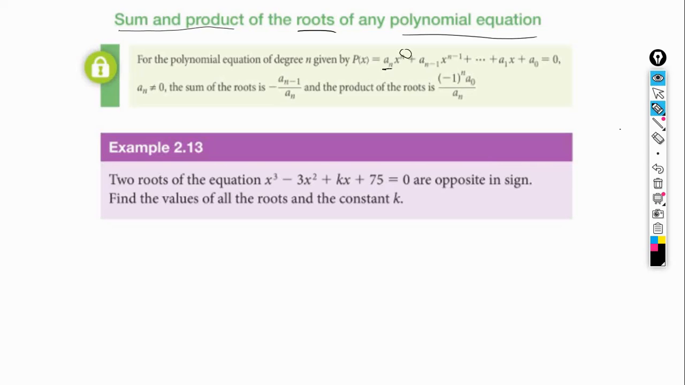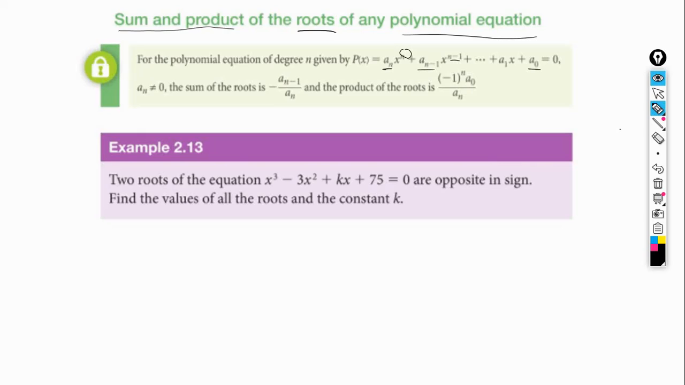a sub n would be the coefficient of the first term. And then we would have the next coefficient as a sub n minus 1. The next exponent for x would be x to the n minus 1, and so forth until we get to a sub 1, x to the 1, and the final term a sub 0.